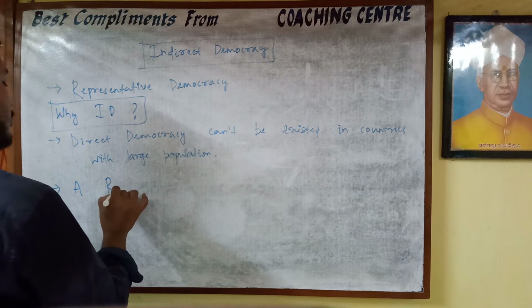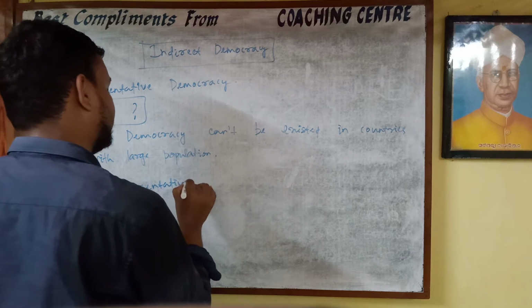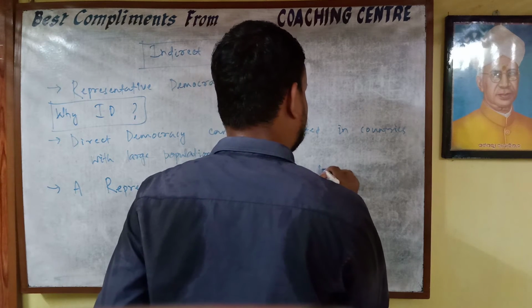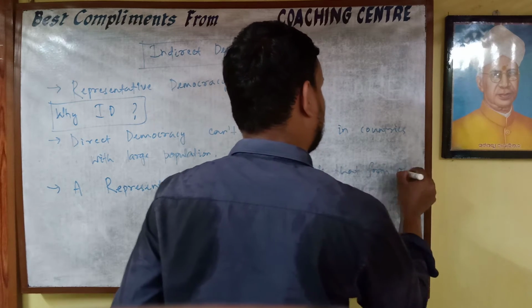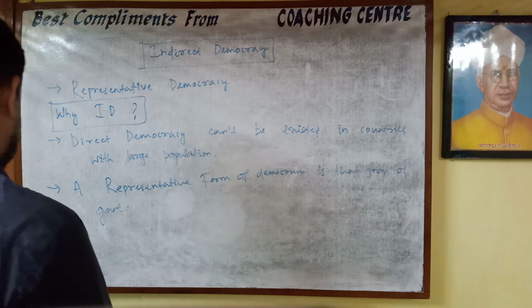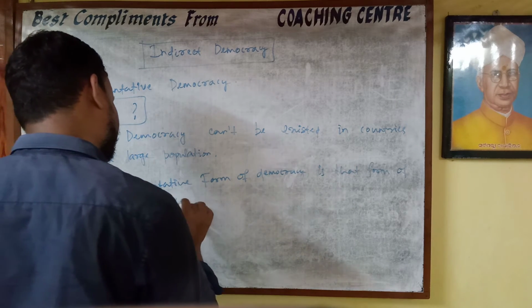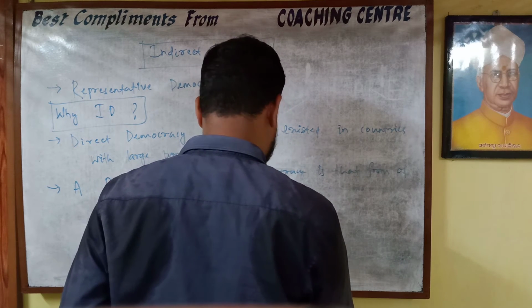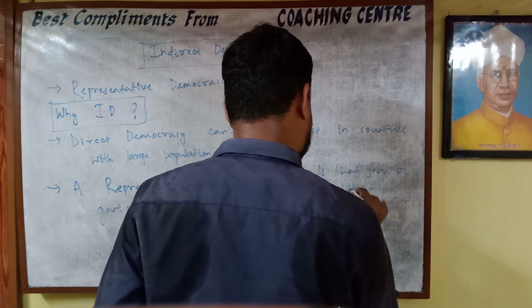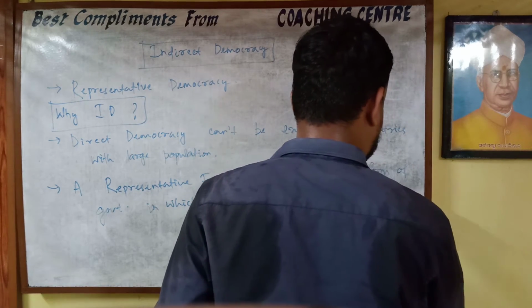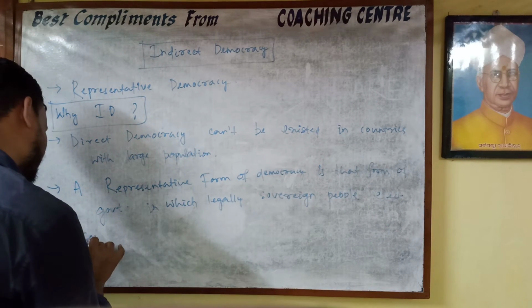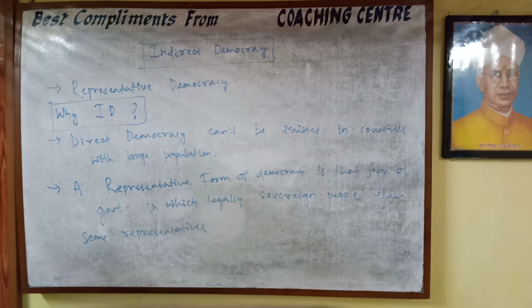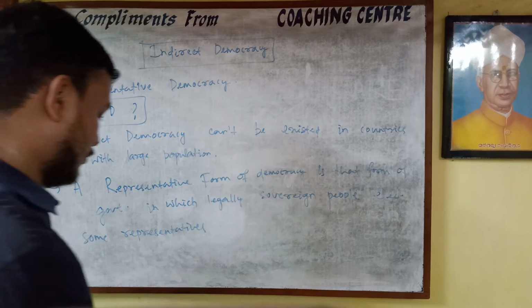A representative form of democracy is that form of government in which legally sovereign people elect some representatives who act on their behalf.